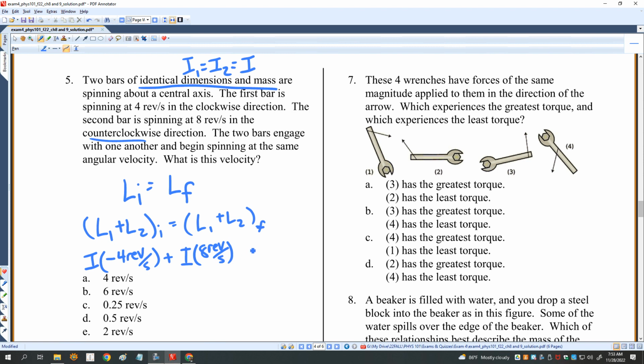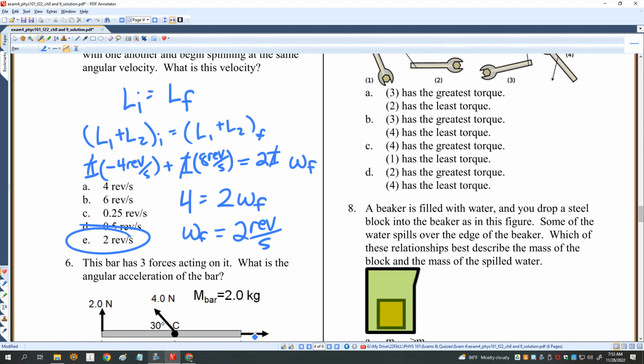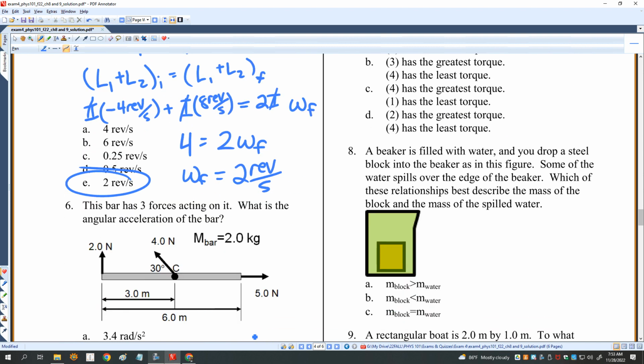And then they engage with one another. That means that the total moment of inertia is going to be 2I. These two bars come together, and I want to know what omega final is. Well, notice here, I don't know I, but these all cancel out. So I get 4 equals 2 omega f. So omega f is equal to 2 revolutions per second. Notice that the units don't have to be in SI form. They can be in revolutions per second, and they'll all remain consistent.